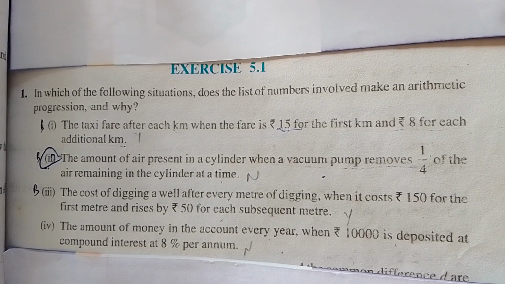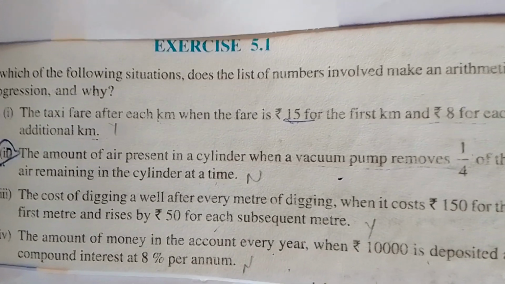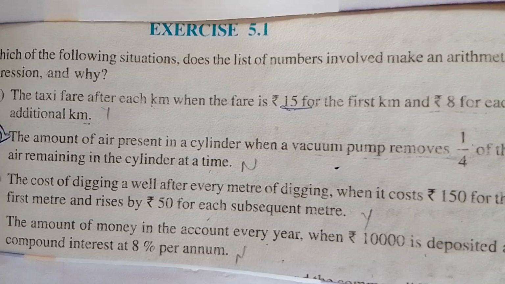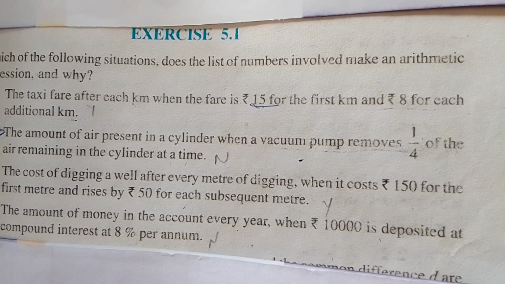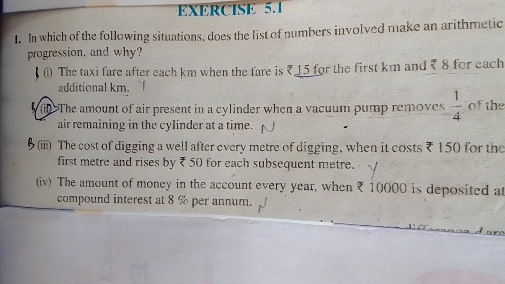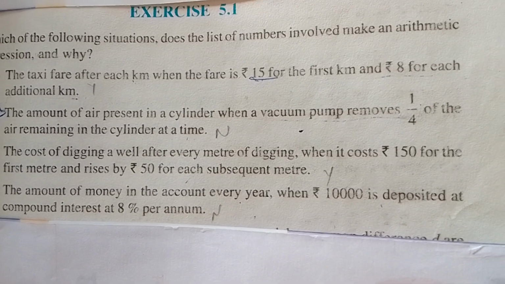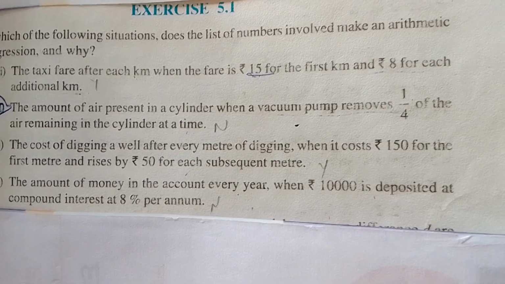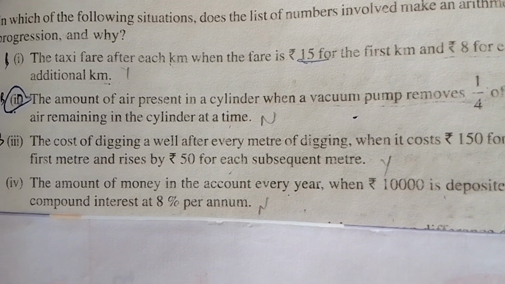First question: the taxi fare after each kilometer when the fare is rupees 15 for the first kilometer and rupees 8 for each additional kilometer. Second question: the amount of air present in a cylinder when a vacuum pump removes 1/4 of the air remaining in the cylinder at a time.